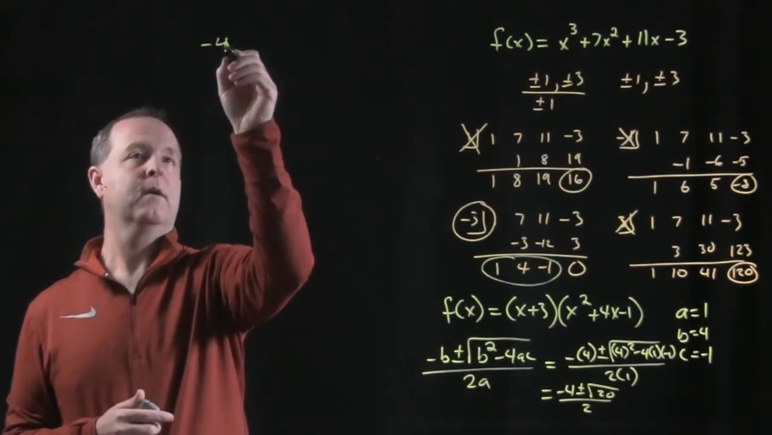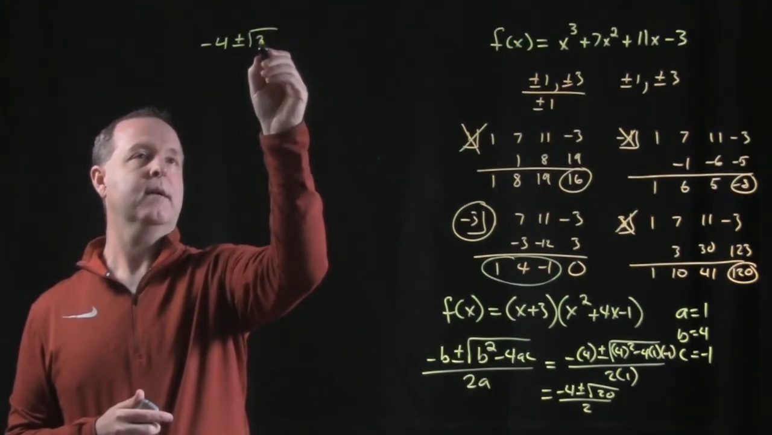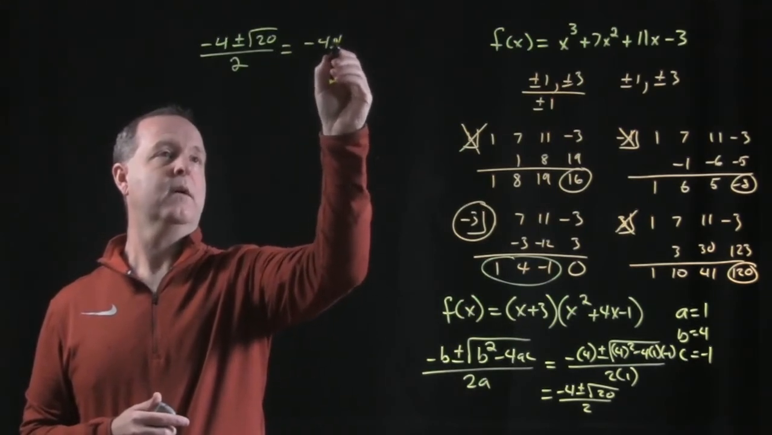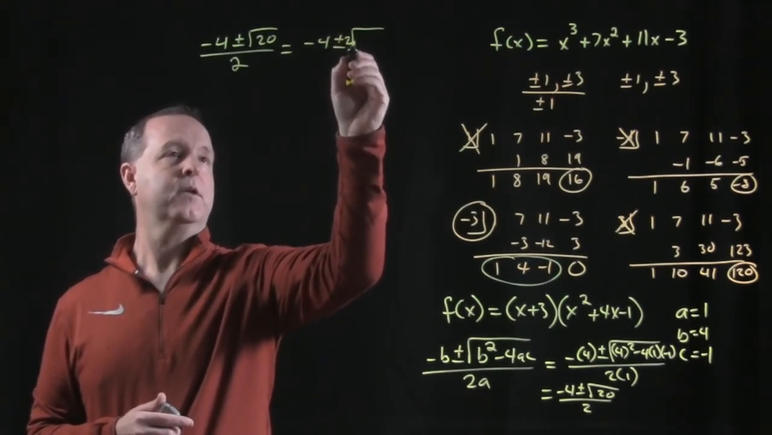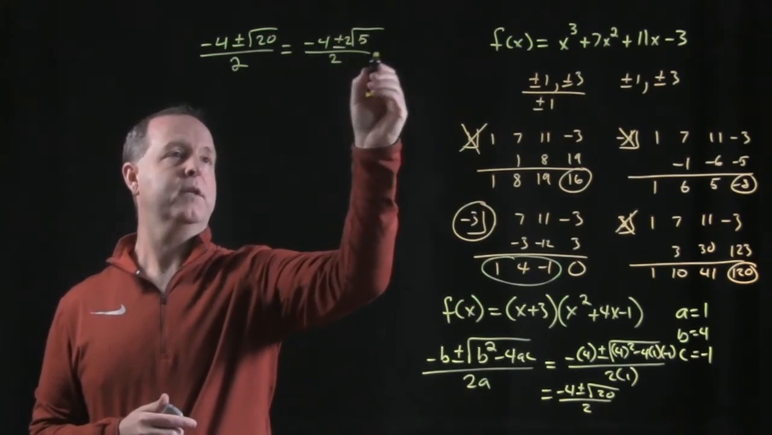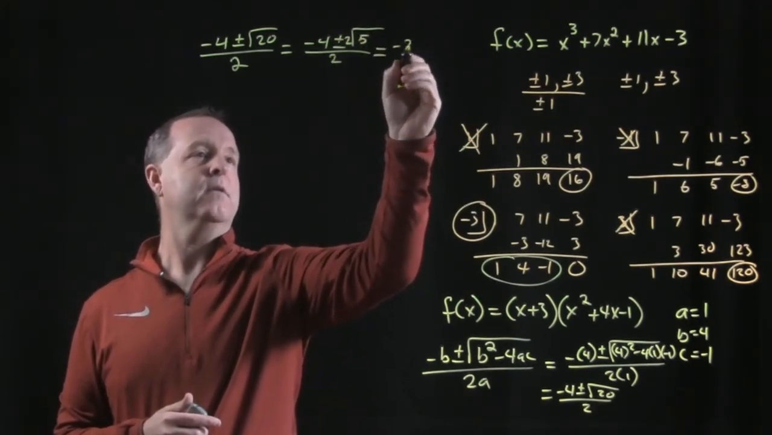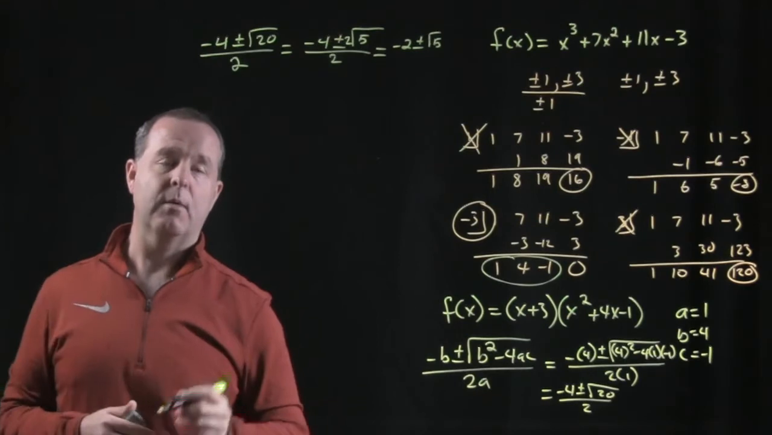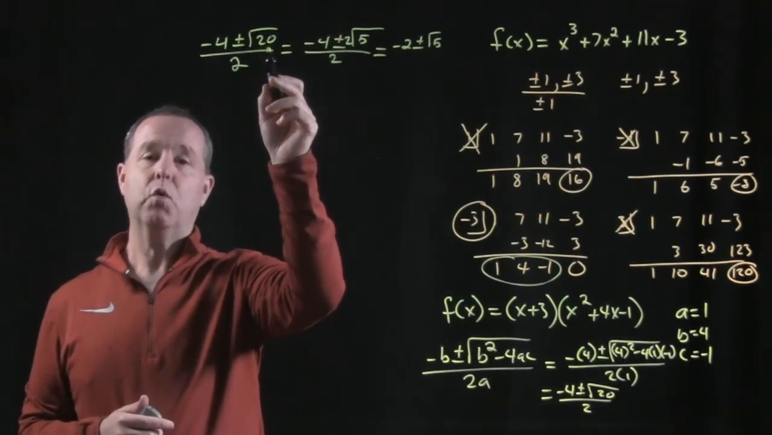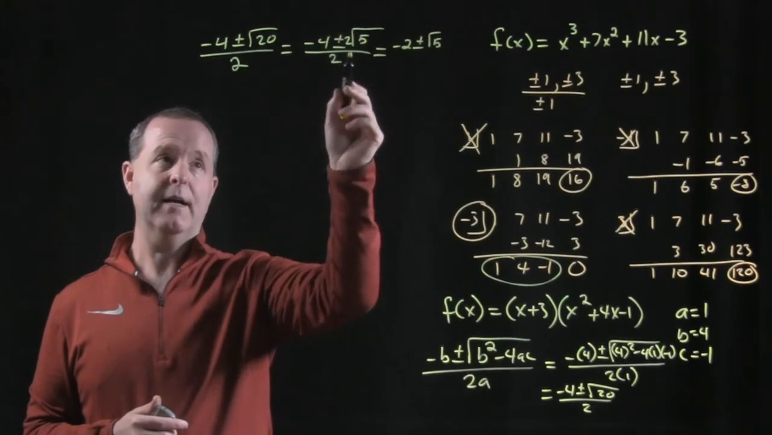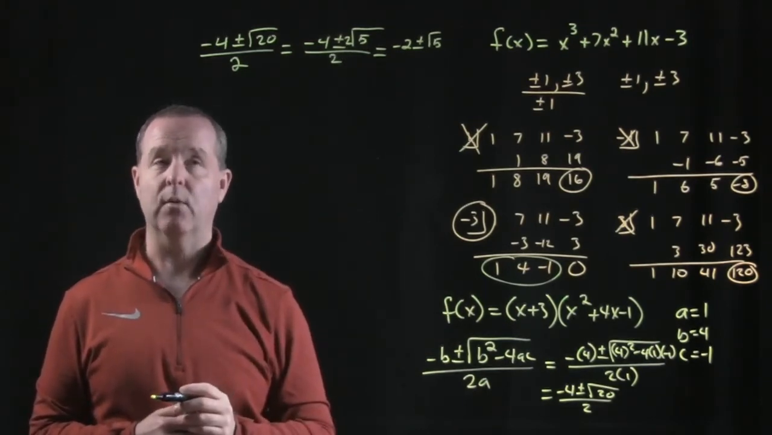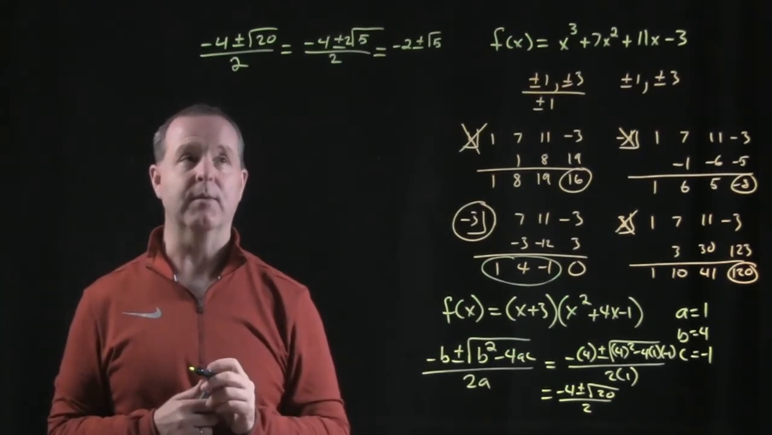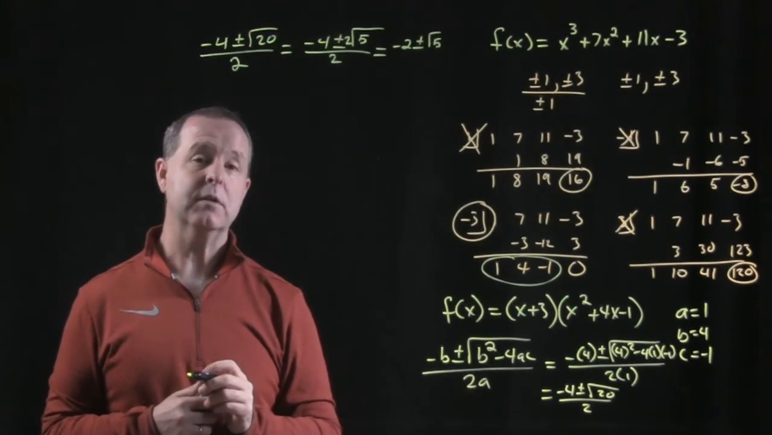So I have negative 4 plus or minus root 20 all over 2. That's also equal to negative 4 plus or minus 2 root 5 all over 2, which equals negative 2 plus or minus root 5. Now notice I remembered how to break down root 20. That's root 4 times root 5. Root 4 is a 2. We need to remember how to reduce radicals if they can be reduced. So there's my other two solutions.